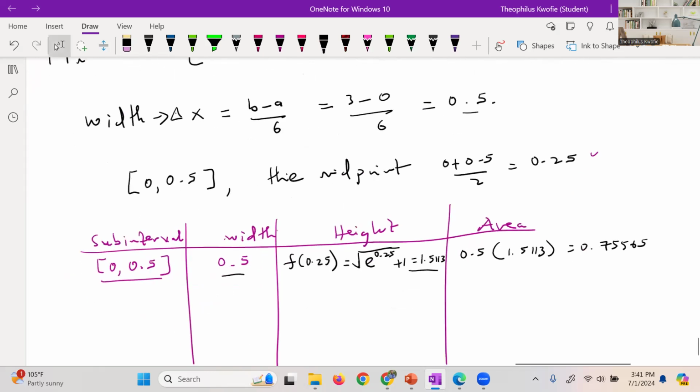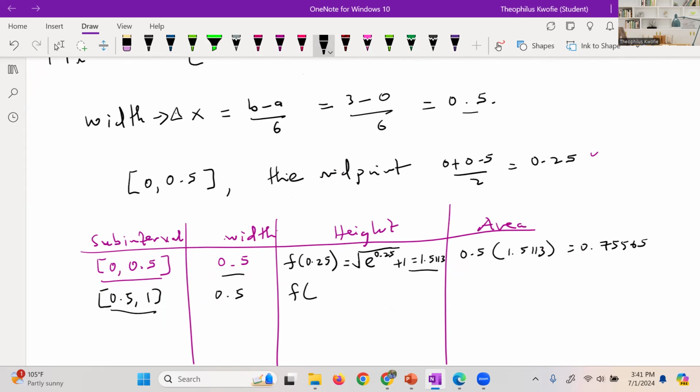0.75565. Okay. And then the second sub interval is what? 0.5 to 1. So the width we know is 0.5, and then with the value that we're going to use to compute for the height, what happens is we're going to add these two together, okay? So we're going to add these two together.